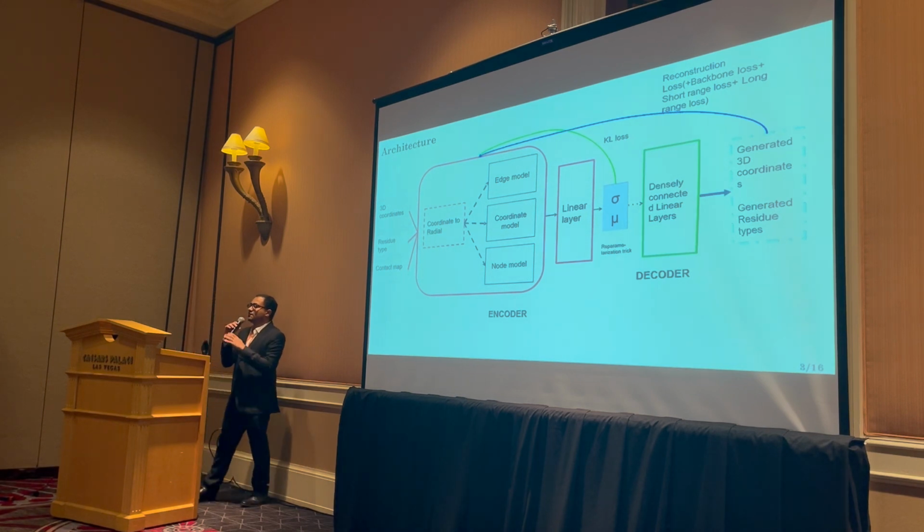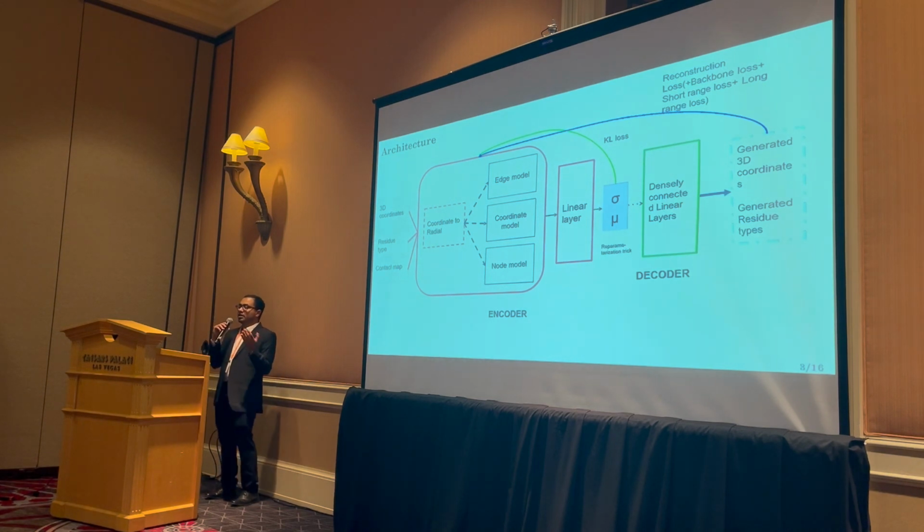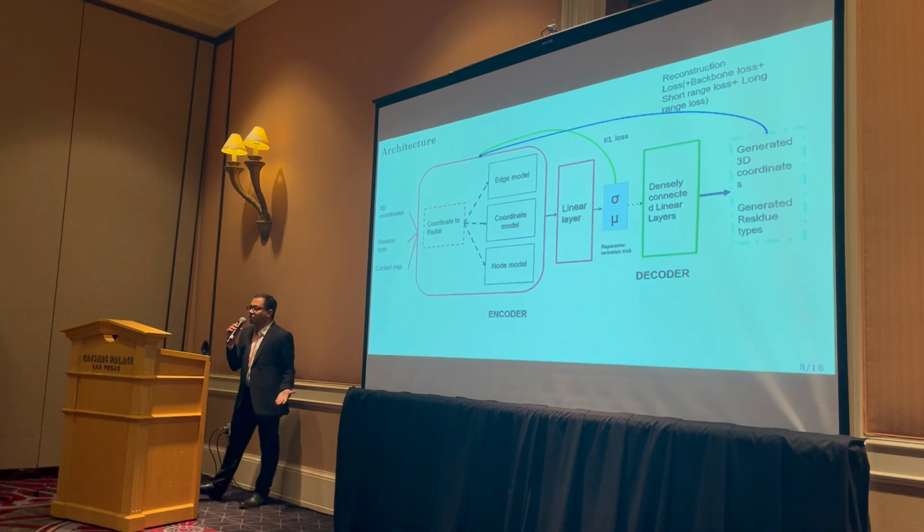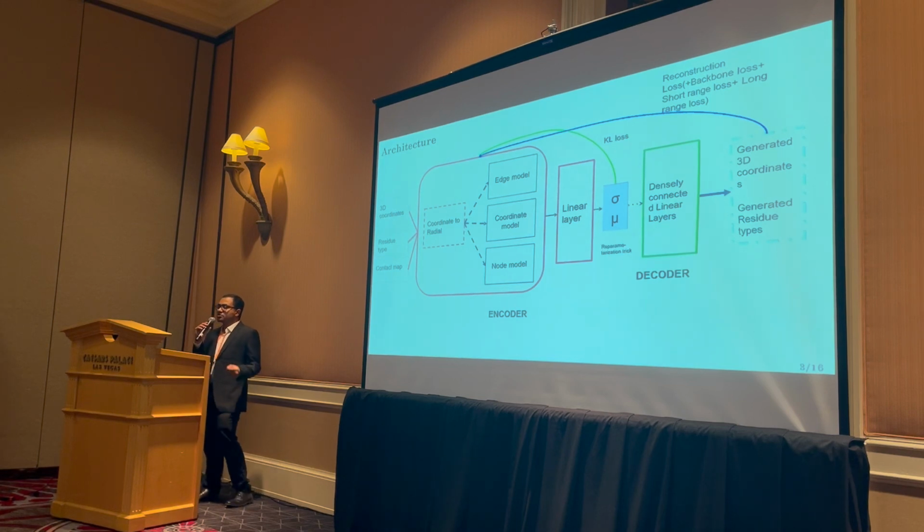Now, in the EGCL layer, at first we have the coordinate to radial model, which gives us the relative squared distance between two coordinate embeddings. Then we have the edge model, as you can see here, where the output of the coordinate to radial model is given as input, alongside node embeddings and edge attributes. The output of the edge model is then used as the input to the coordinate model to update the position of a particular atom by the weighted sum of all the relative differences with other atoms.